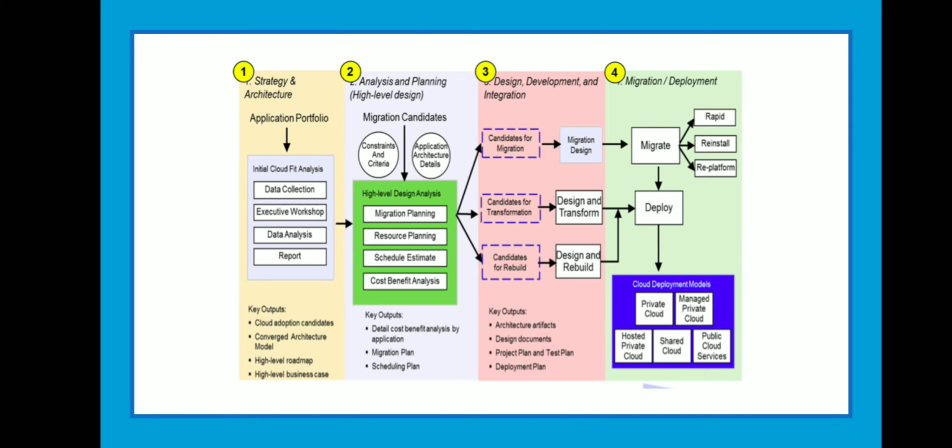And as I said, the key activities or the key outputs of this activity include a cost benefit analysis of the migration, a detailed migration plan, and the schedule associated with it.